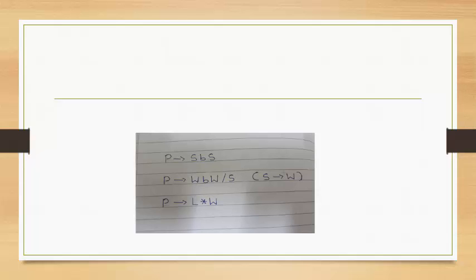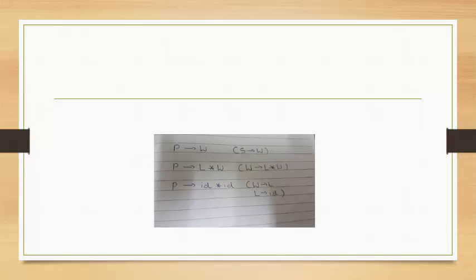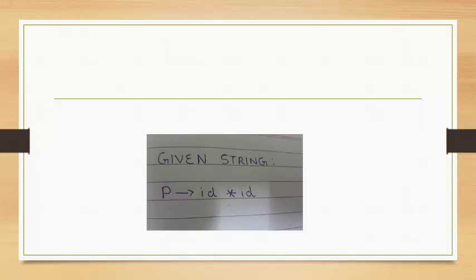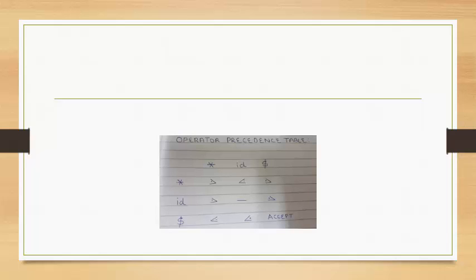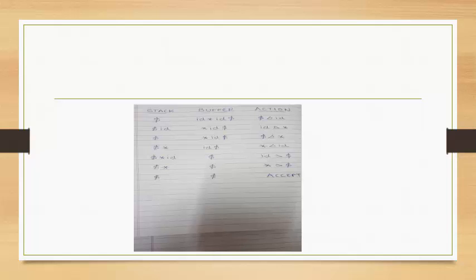Now we try to form a string from the various productions. Finally we obtain p, which gives id into id, which is the string that we are going to use for the construction of the operator precedence table. The given string is p, which gives id into id, and the operator precedence table for the various operators encountered is as follows. And now the operations start.